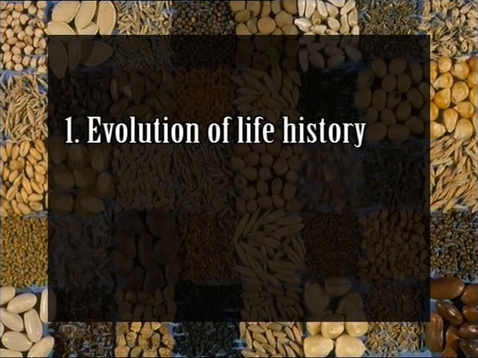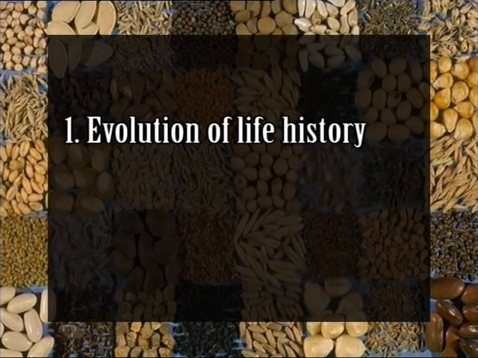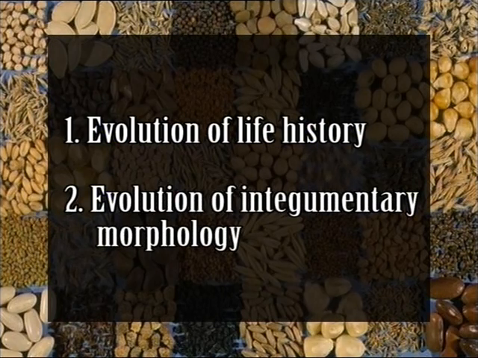Evolution of seed habit has at least two important but independent aspects. First is the evolution of life history, what we call the seed habit, that is the delivery of a male gametophyte to a female gametophyte that is fixed on the parent sporophyte. Second aspect is the evolution of ovular, particularly integumentary morphology.